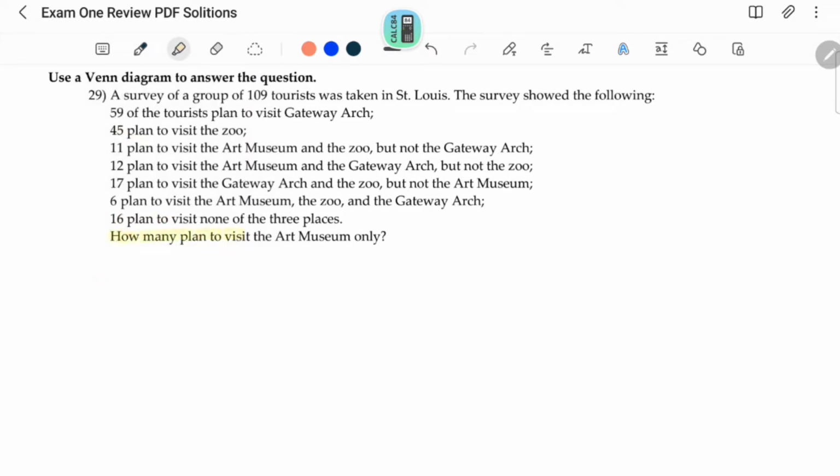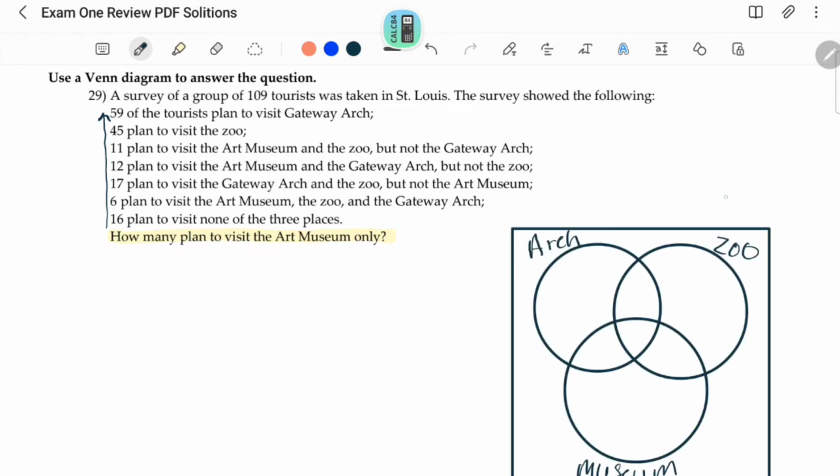So I'm going to highlight the question for us to keep that in mind. And when we're constructing a Venn diagram, we first want to find out how many sets we have, our total amount of people if it's given to us. And then when we're filling in our information, we want to read our list from bottom to top. So let's go ahead and do that. We have three different places: the museum, the zoo, and the arch. So that's going to be 3 circles.